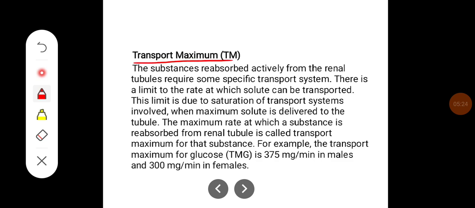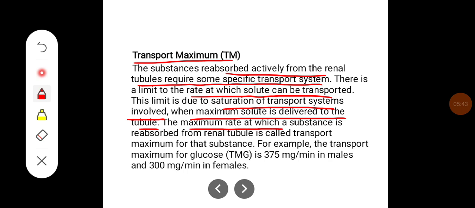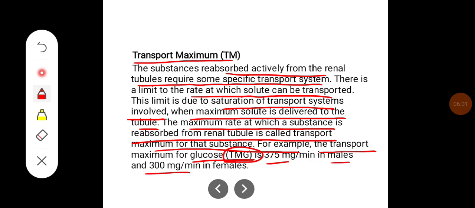Transport maximum. The substances reabsorbed actively from the renal tubules require some specific transport system. There is a limit to the rate at which solute can be transported. This limit is due to the saturation of transport systems involved when maximum solute is delivered to the tubule. The maximum rate at which substance is reabsorbed from the renal tubule is called as transport maximum for that substance. For example, transport maximum for glucose, that is TMG, is around 375 milligrams per minute in males, and around 300 milligrams per minute in case of females.